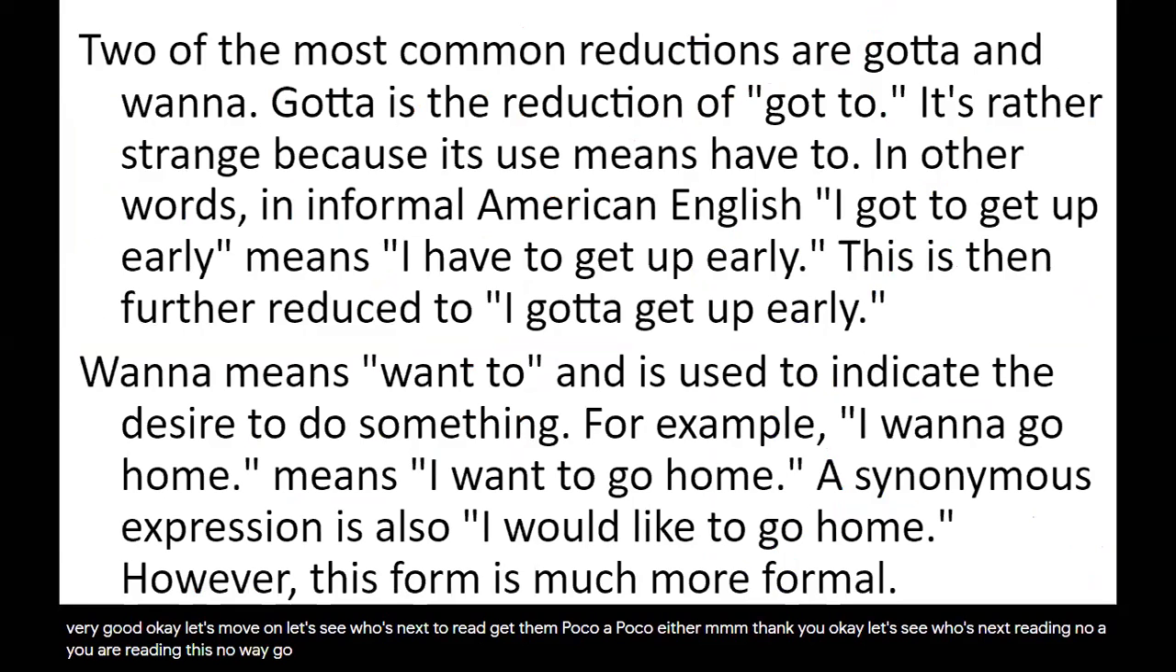Number two, the most common reductions. In informal American English, I gotta get up early means I have to get up early. This is the reduction. I gotta get up early. Okay, stop right there.